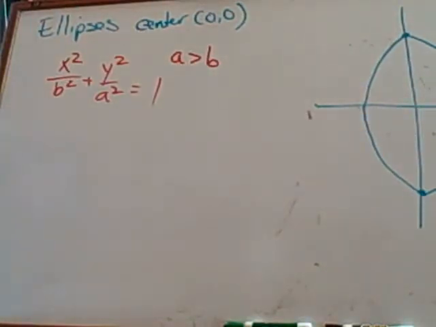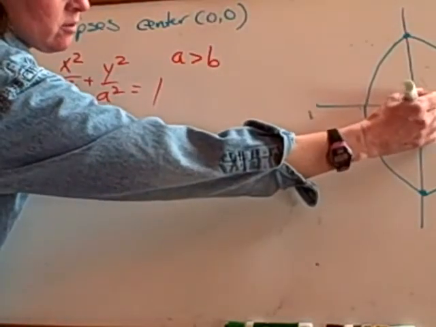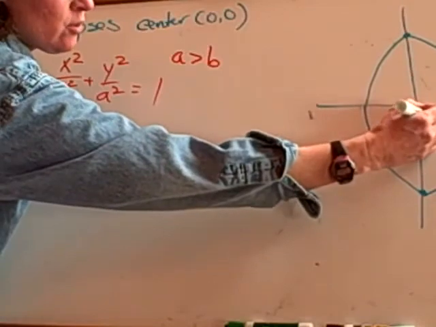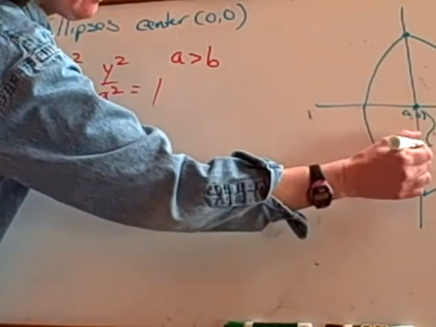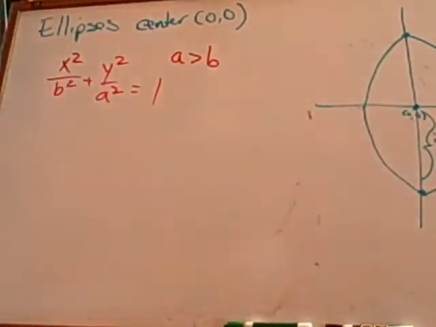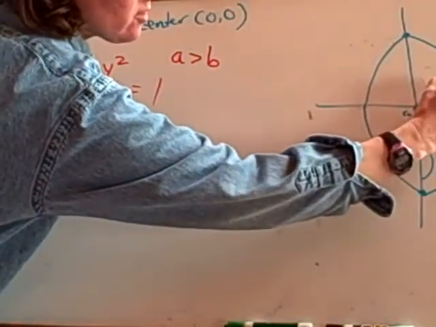This one still has a center at 0, 0. Here's my center, and it's still located at 0, 0. This distance down here now is going to be A. It's my vertical major axis. My minor axis now is the horizontal one. That's going to be B.